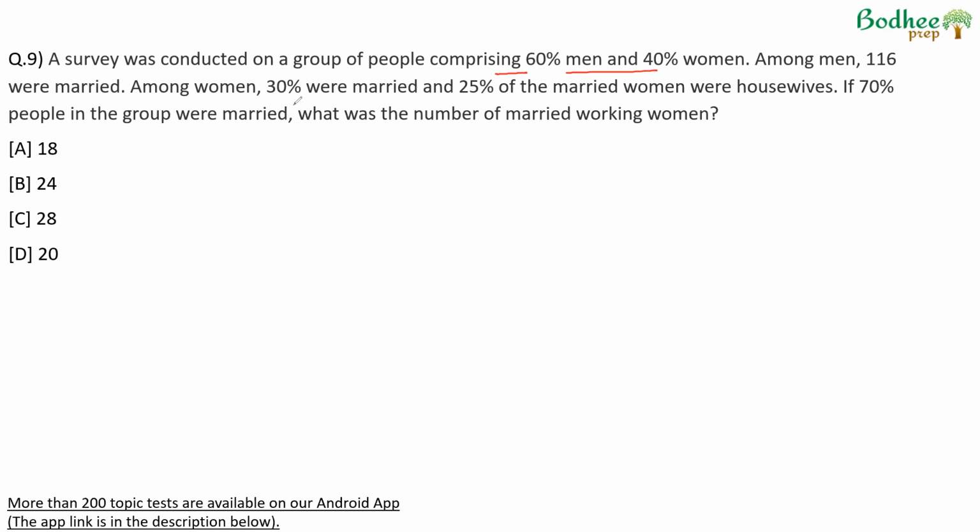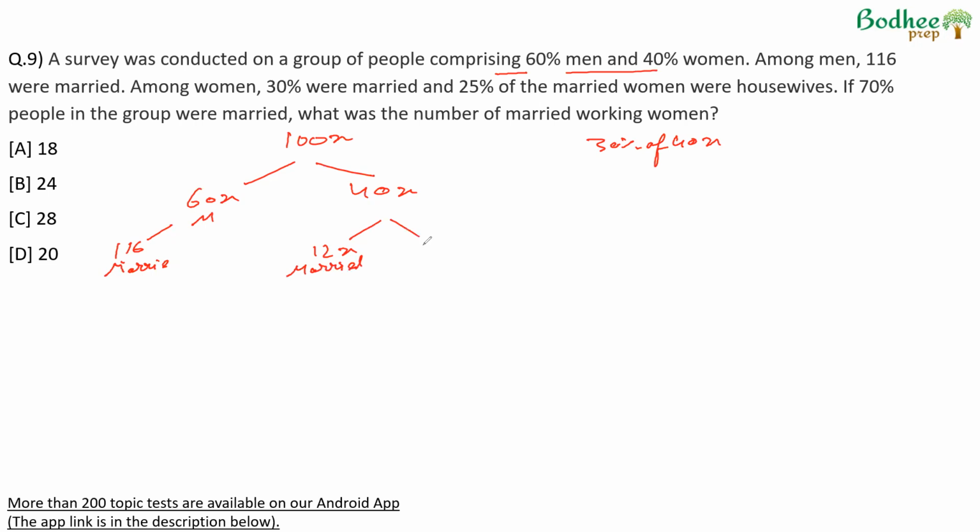Suppose we start with 100x people. 60% are men, so 60x are men, 40x are women. Among the men, 116 are married. Among women, 30% were married. So 30% of 40x, which is 12x. 12x are married women, which means the remaining 28x are not married.